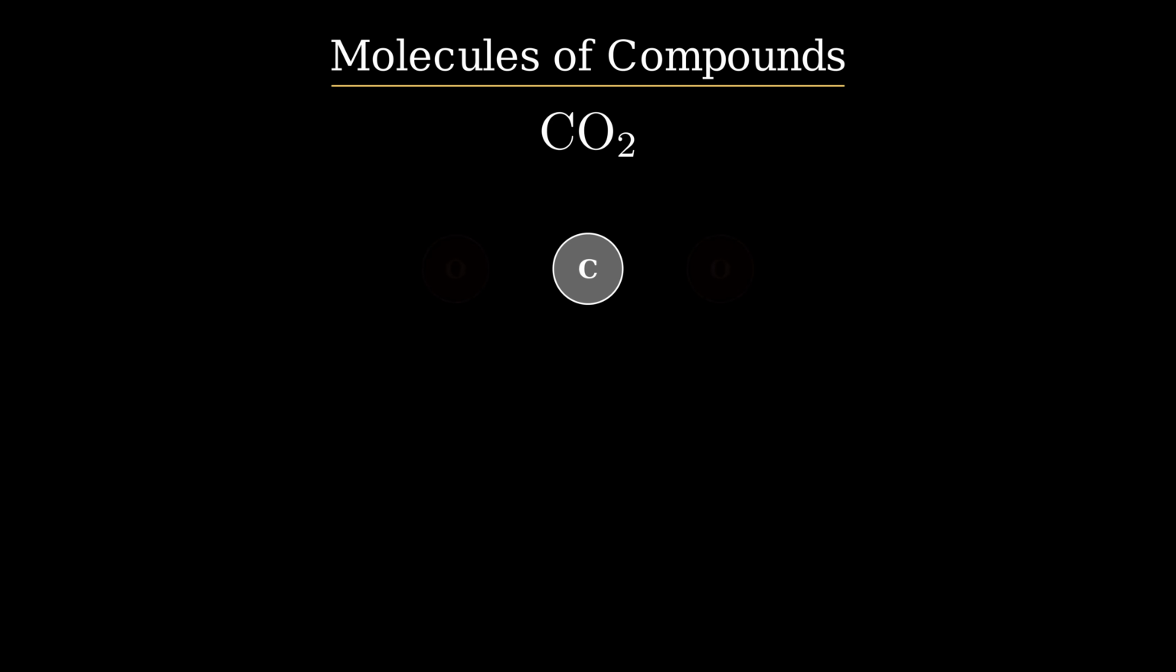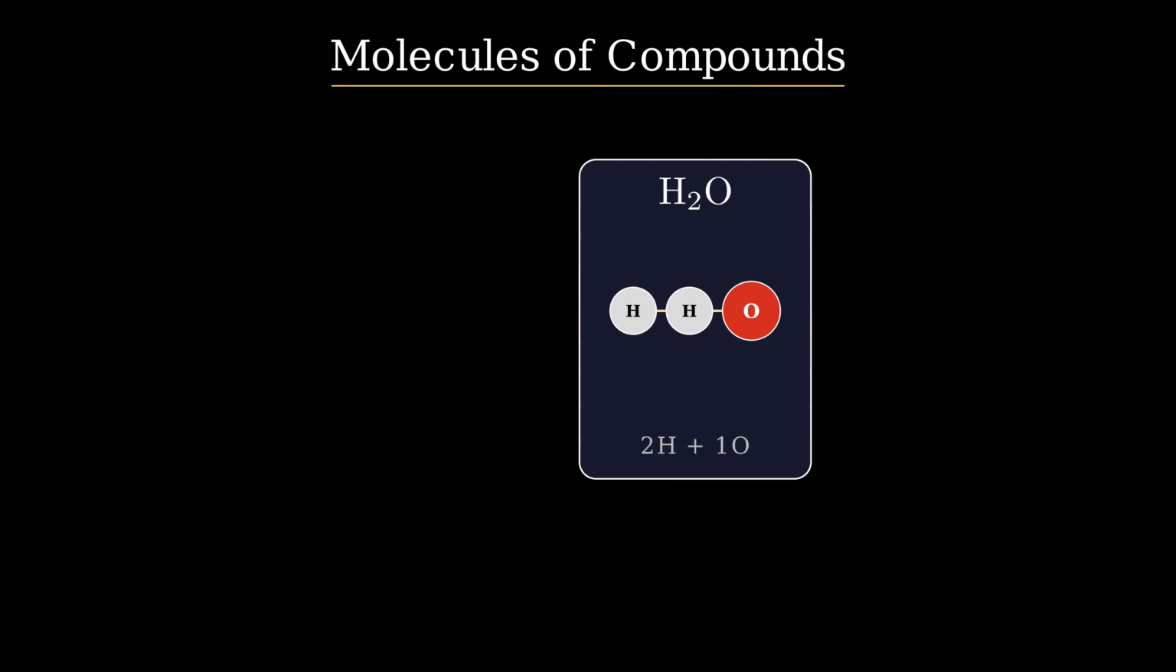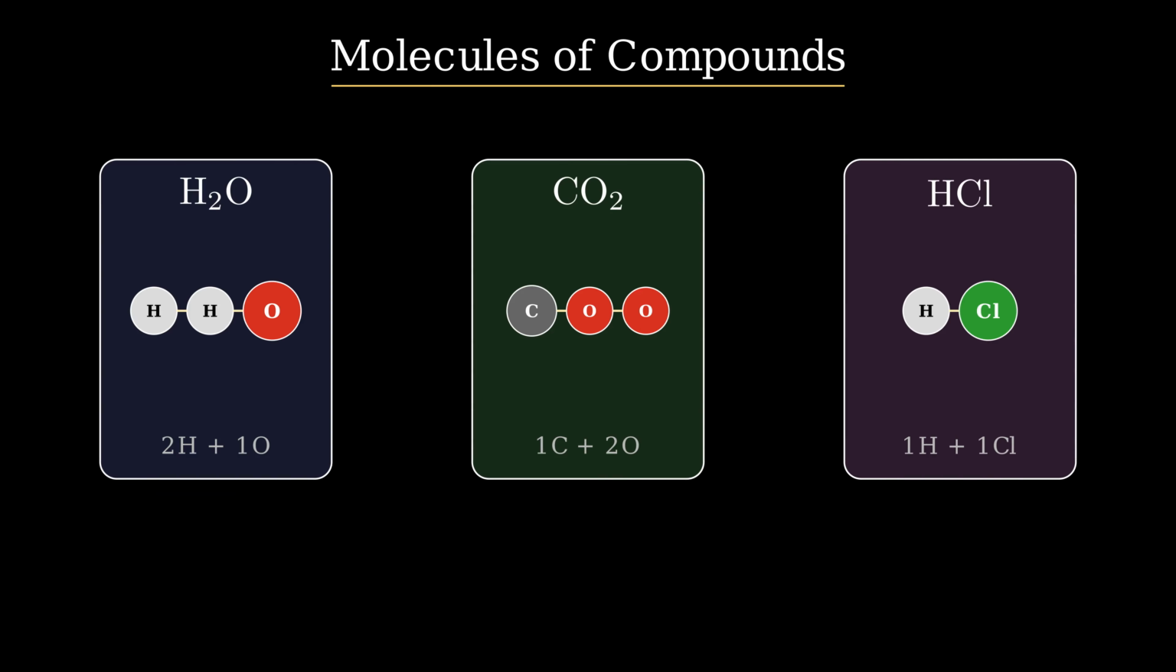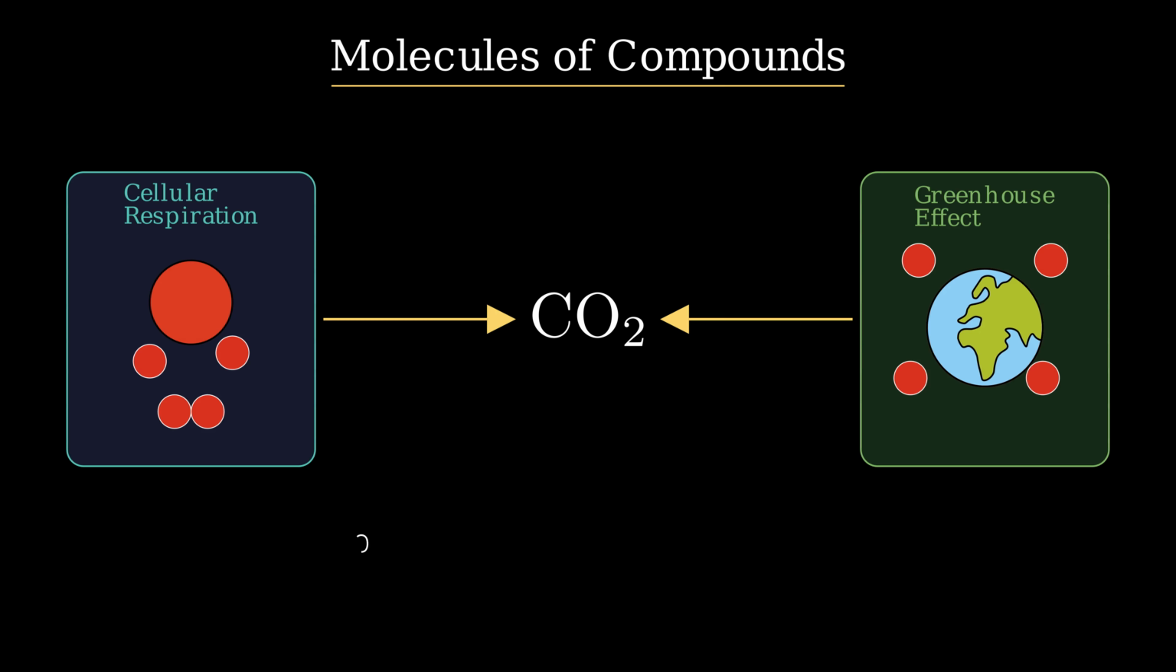Carbon dioxide, CO2, one carbon atom bonded to two oxygen atoms. This is the gas you exhale with every breath. Carbon is gray, oxygen is red. Remember our color code. The chemical formula of a compound is its most compact description. It tells you exactly which elements are present and in what numerical ratio of atoms. A real-world connection: carbon dioxide is produced in your cells during cellular respiration, and it's also a key greenhouse gas in our atmosphere. One simple formula, CO2, represents enormous chemical significance.